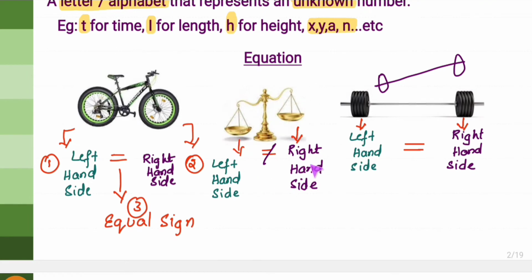Now let's look at this particular balance. If you see here, the left hand side balance is downwards. It is not equal, right? This is because the weight of this particular balance is more than this one. So in this case, this is not an equation because left hand side is not equal to right hand side. So for an equation, the left hand side and the right hand side should be equal and it should be balanced.